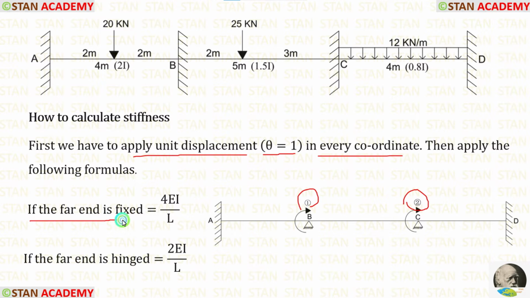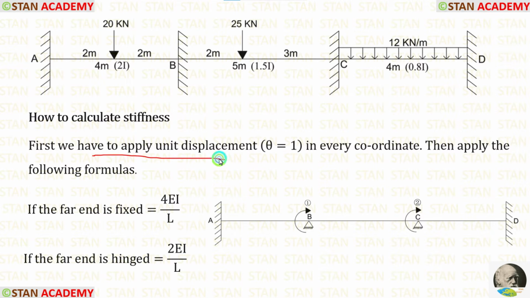Then we have to use the formulas. If the far end is fixed, the formula is 4EI upon L. If the far end is hinged, the formula is 2EI upon L. We have to be very careful. We have to apply the unit displacement in the fully restrained structure, not in the given beam.